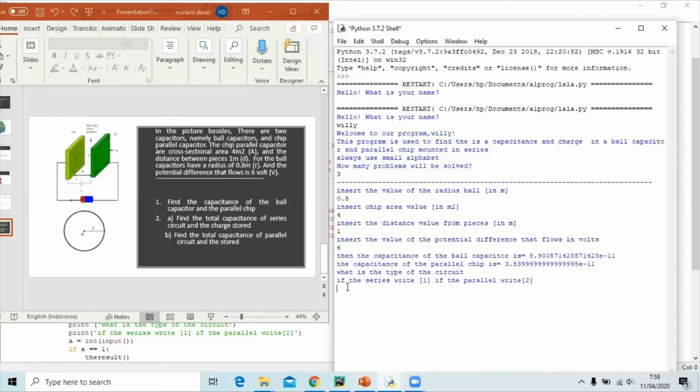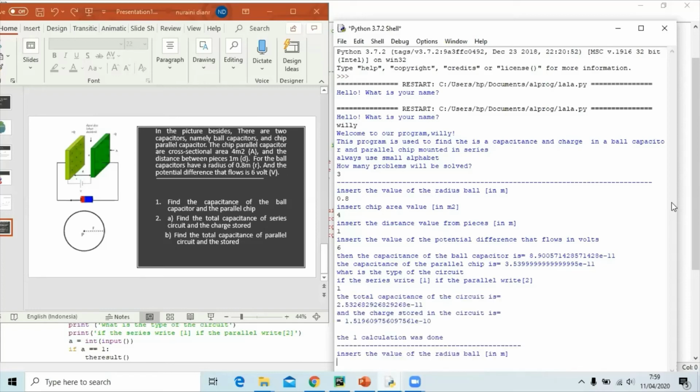And we move to number 2. Find the total capacitance of series circuit and the charge storage. The first is series. I will put 1 over here, and the result total capacitor is 2.5, and the charge storage is 1.5. And we move to B.